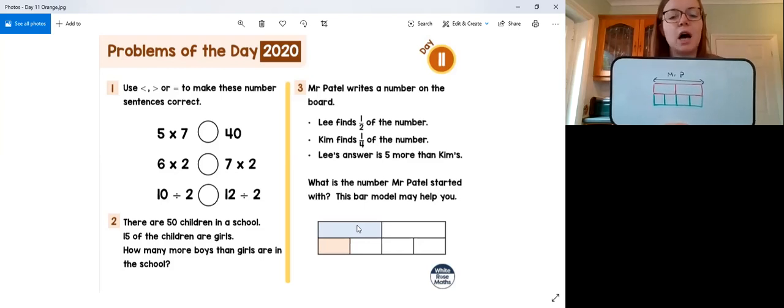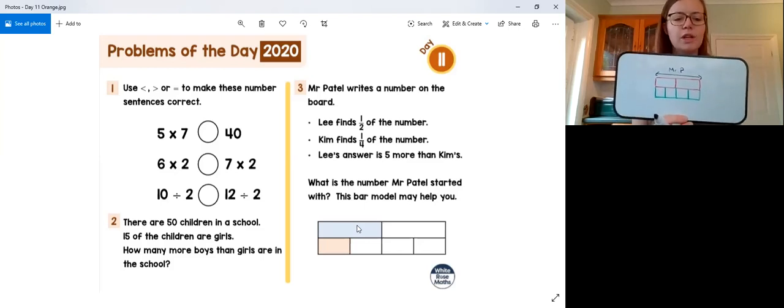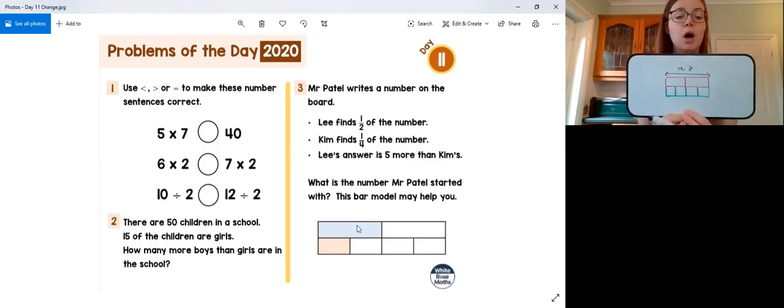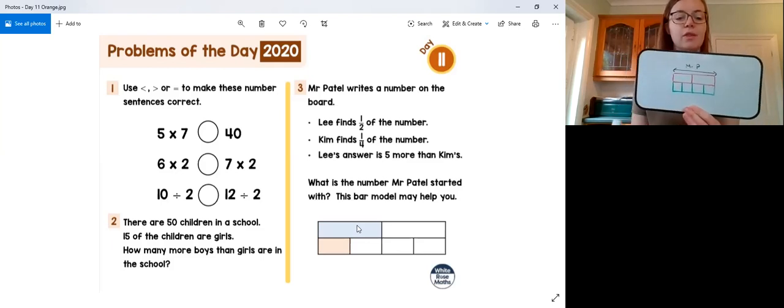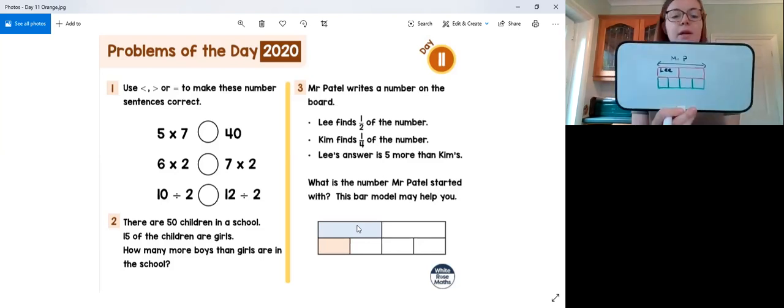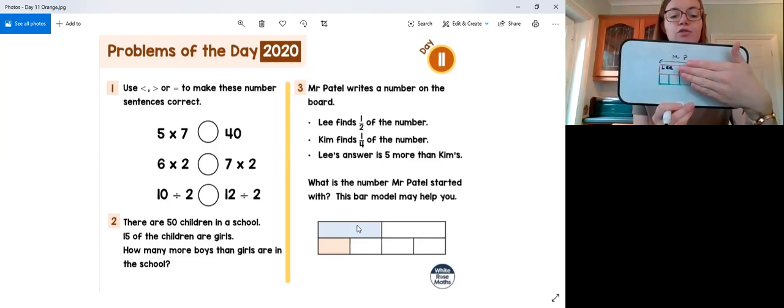Lee finds half of the number. So which of the bars, the red one or the green one, has been split into half? That's right, the red one, because it's in two groups. So I'm going to label this Lee, because Lee found half, so he found just one of those groups.